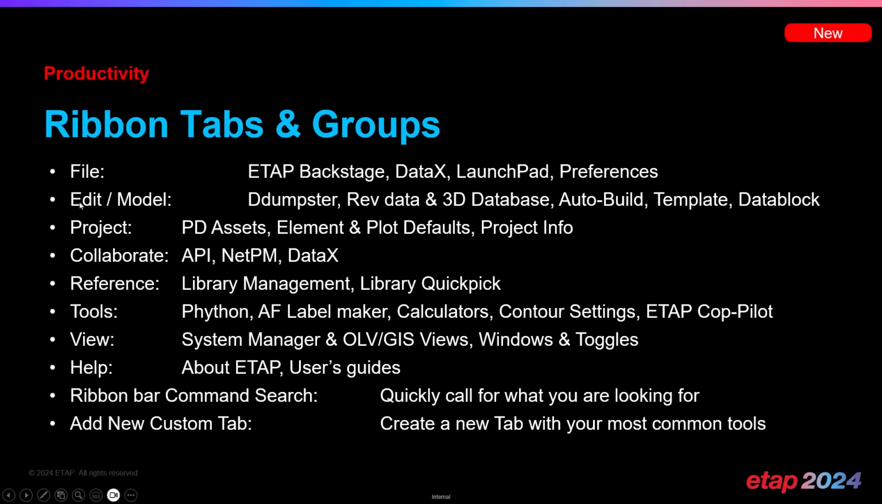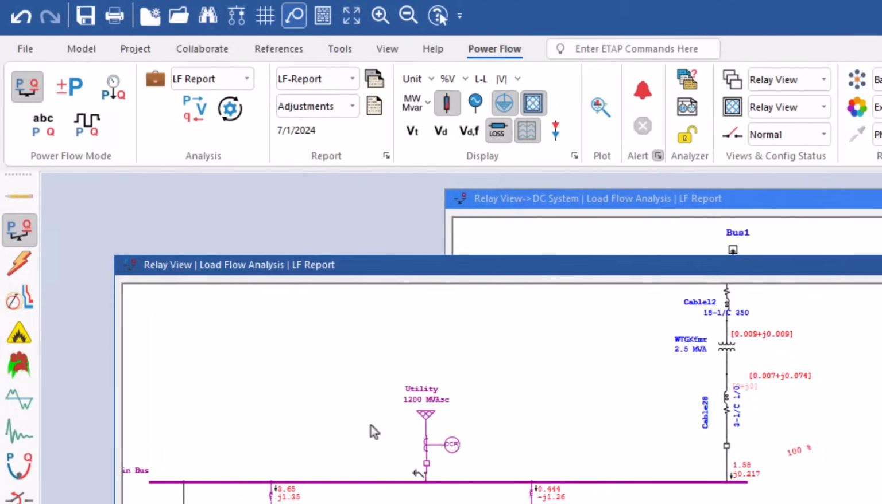And everything else is just part of the ribbon. So edit or model, depending on where you are, will give you access to the dumpster, the revision data, the three-dimensional database, auto build, templates. Project will give you access to, for example, the protected device asset. Collaborate will launch, for example, things like, or give you the ability to show NetPM, DataX. So let me show you where those are located.